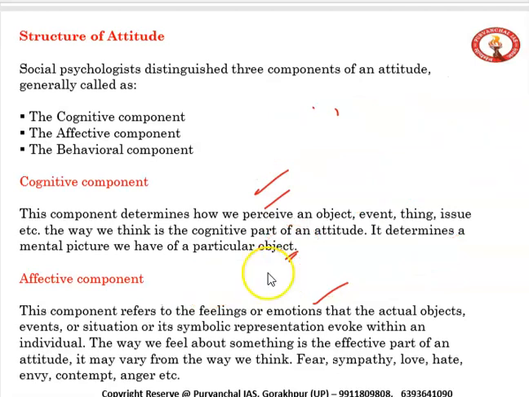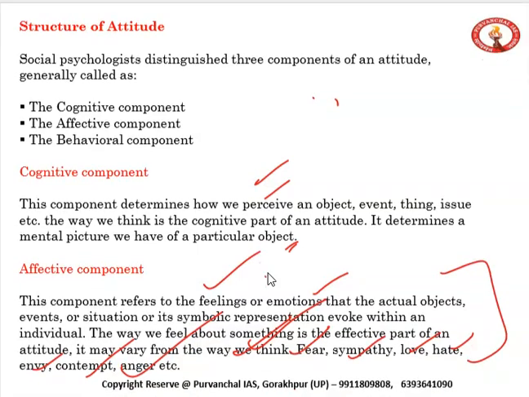Simple. So the way we feel about something is the affective part of an attitude, and it may vary from the way we think: fear, sympathy, love, hate, envy, contempt, anger, etc. These all refer to the affective component. Let's move to the next and understand the behavioral component.